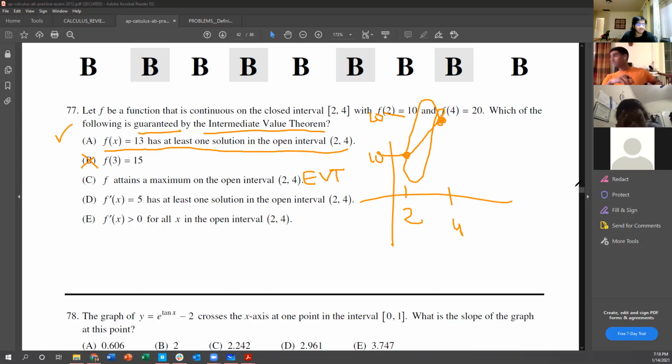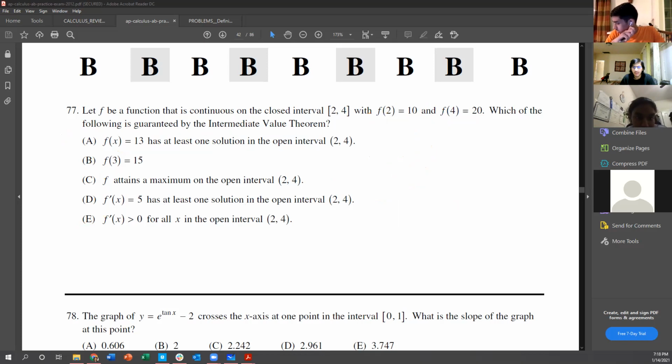F prime x equals 5 has at least one solution, not necessarily true. Yeah, that's not necessarily true. F prime of x is greater than 0 for all x in the open interval, not necessarily true. Because as you can see, you can dip. So my suggestion for these types of problems is to try to find a counterexample. If you can find a counterexample, you know that it can't be true. So the correct answer is A. Okay.